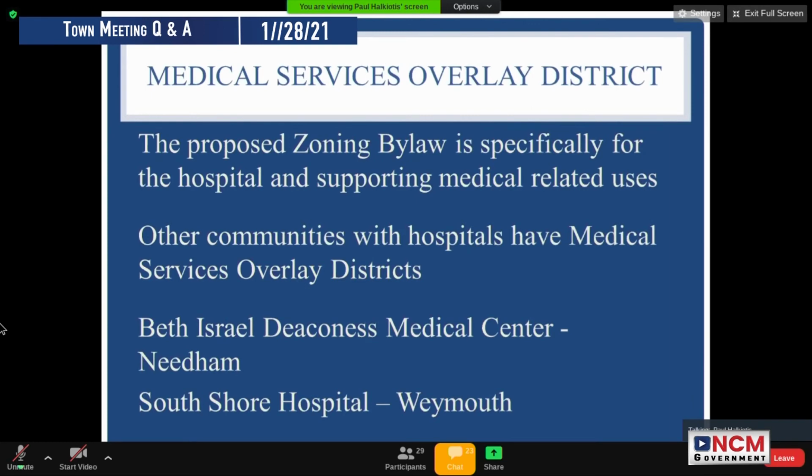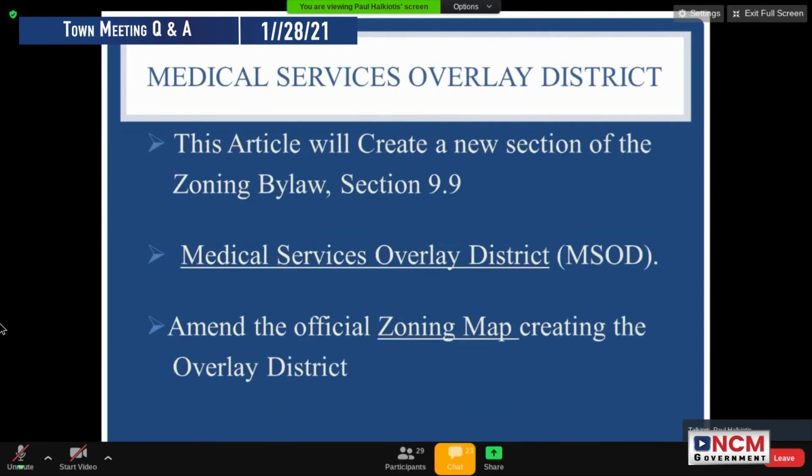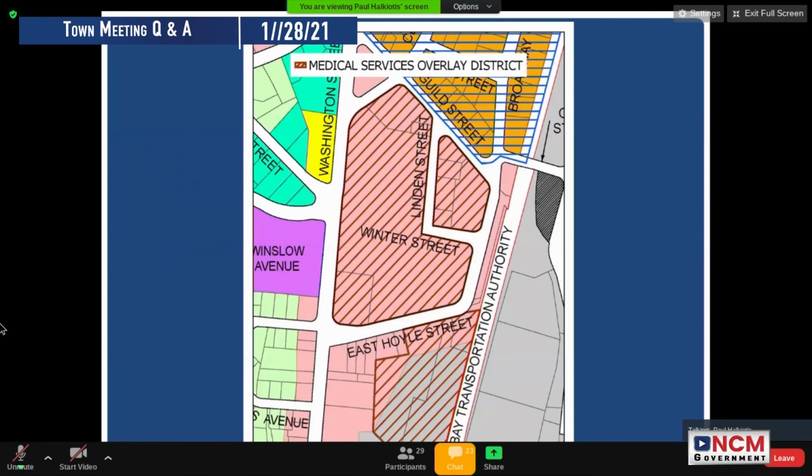Many other communities that have hospitals have these type of medical services overlay district. In Needham, Beth Israel Deaconess Medical Center, there's a medical services overlay district there. And I know in Weymouth, South Shore Hospital falls within a medical services overlay district. This article is going to create a new section of the zoning bylaw, section 9.9, Medical Services Overlay District. It'll also amend the official zoning map to show the boundaries of that zoning district on the zoning map.